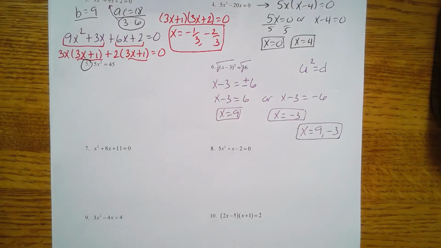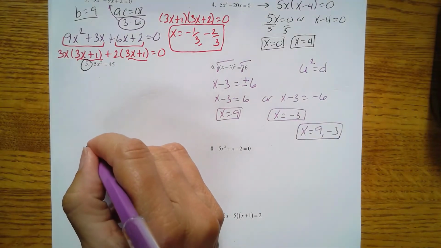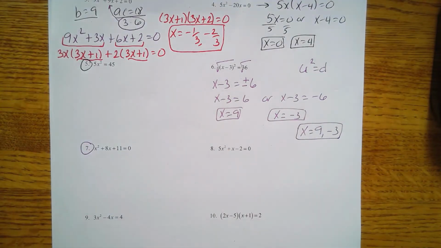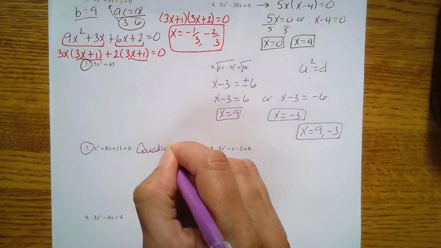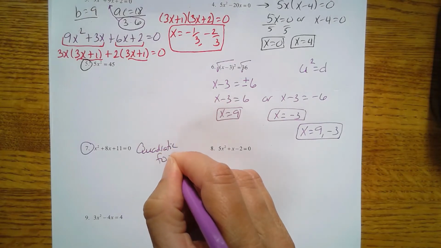Alright, so number 7, I'm going to circle for you to bring back to me. And I want you to realize it's not factorable. Why is it not factorable? Because there's no factors of 11 that add up to 8. So what will you have to use? You will have to use the quadratic formula.